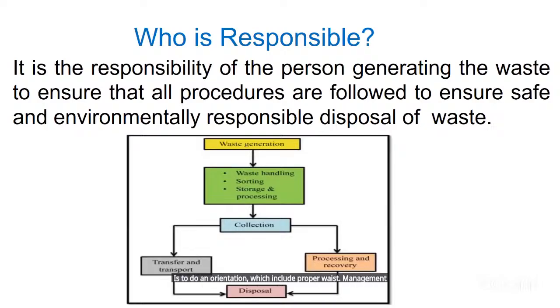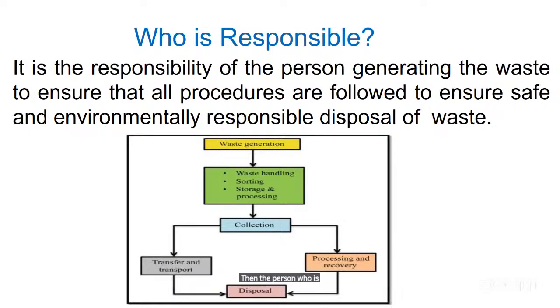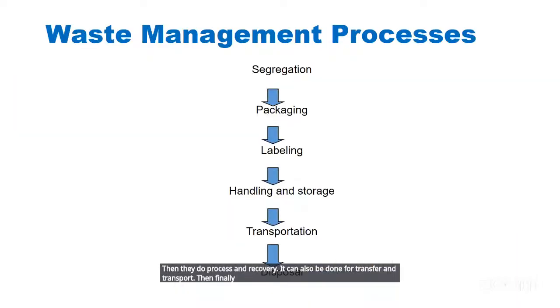So at the point of waste generation, we do waste handling, we sort our waste there, then storage and processing. Then the person who is coming actually should get a closed product, a product that has been closed, labeled, and sealed, ready for collection. Then they do process and recovery. It can also be done for transfer and transport, then finally to disposal.